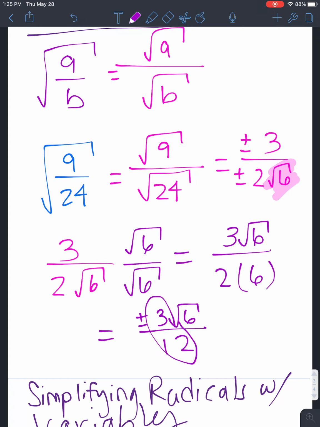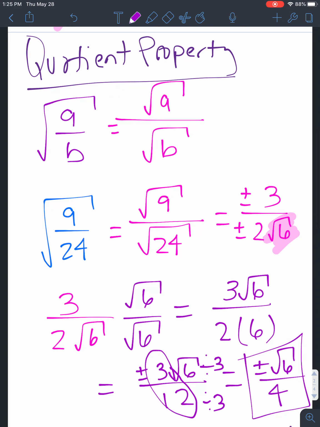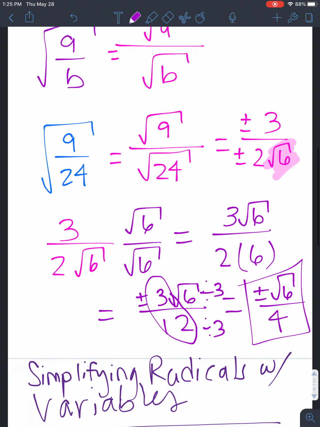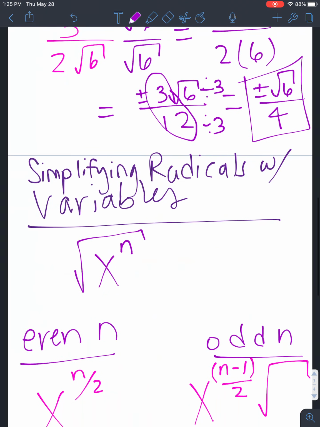The other way that we can do that is by saying, oh, look, 3 goes into 12. So if you divide the top by 3 and the bottom by 3, we get plus and minus the square root of 6 over 4. So we just divided the top by 3 and the bottom by 3. That was our final simplification step. I know that one was kind of a double whammy because we also had to rationalize the denominator, but I figured that would be a good example to try out as our final review.